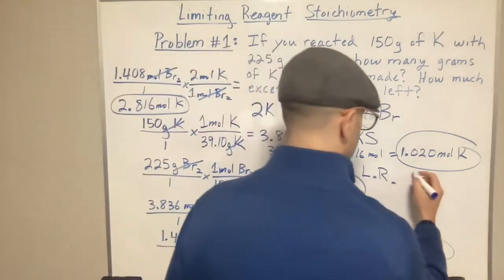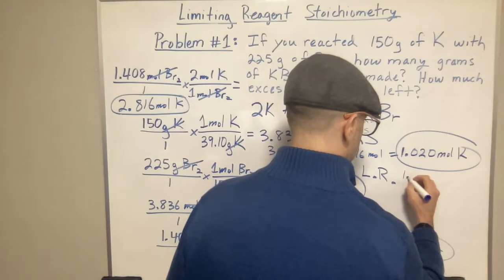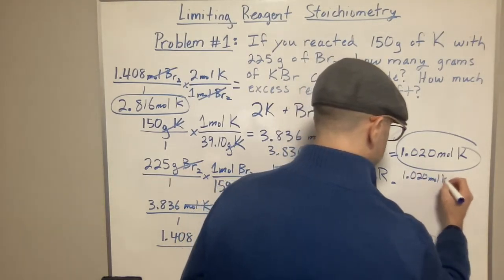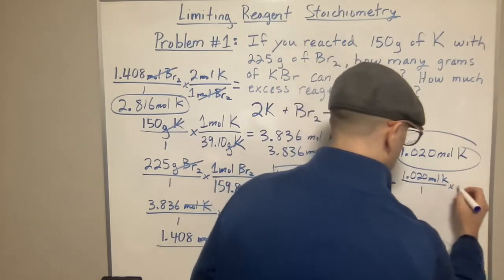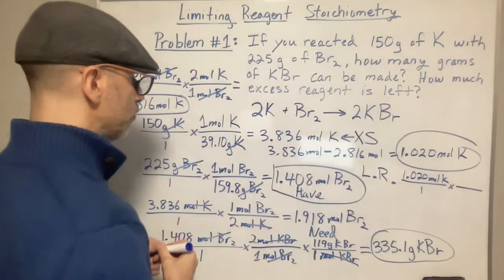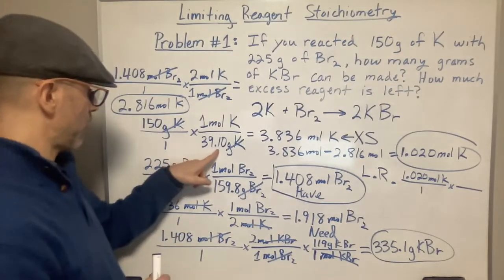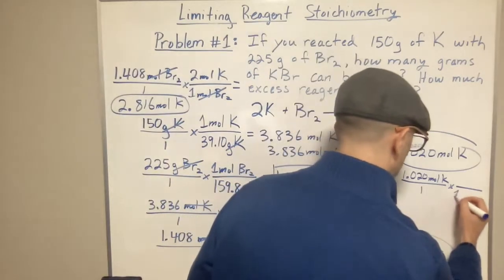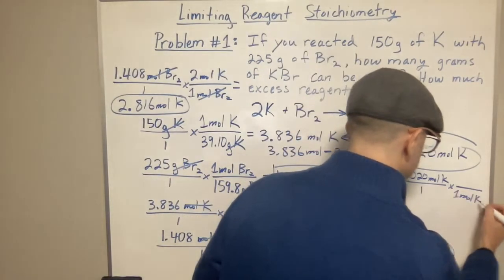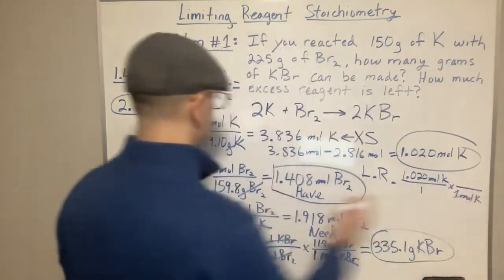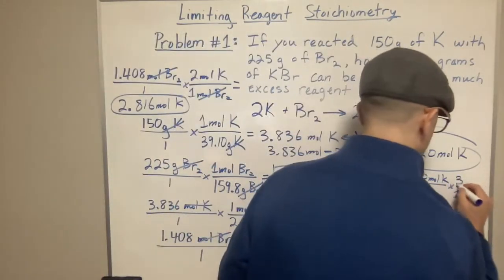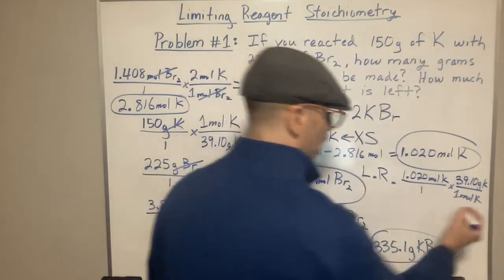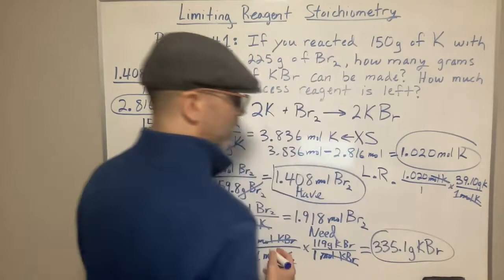So if we take 0.020 moles of potassium and multiply that by the molar mass of potassium, which we have right here, 39.10 grams, so 1 mole of potassium on the bottom and 39.10 grams of potassium on top, the moles of potassium cancel out.